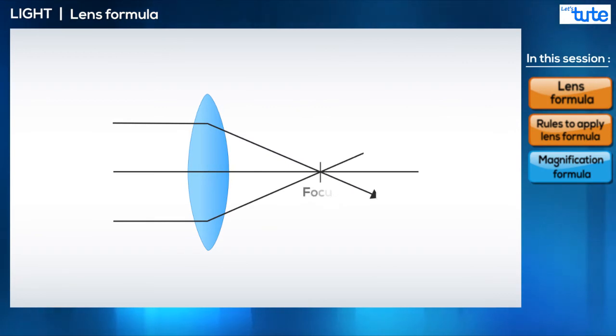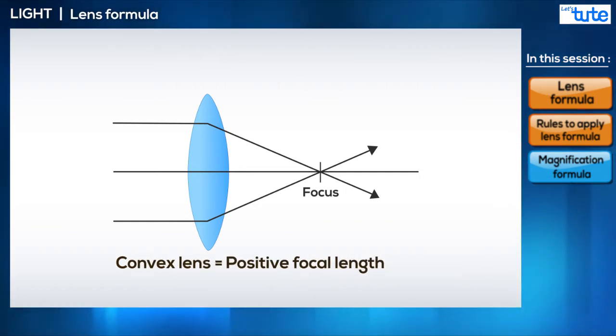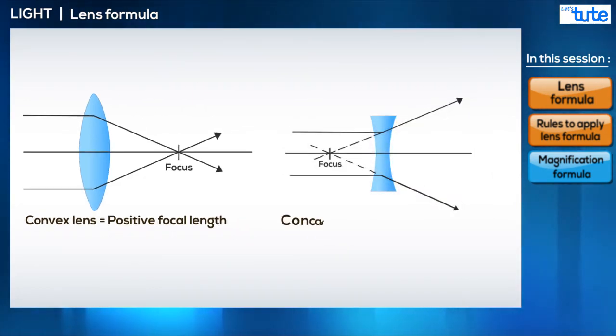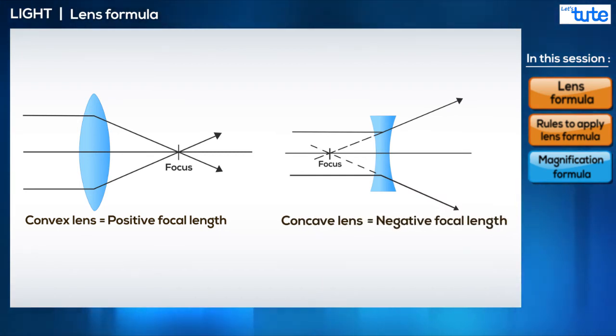Using this, we can give sign to the focal lengths of the lenses like we did for the mirrors. The parallel rays of light converge to the right of the optical center for the convex lens, and thus a convex lens has a positive focal length. Similarly, a concave lens has a negative focal length.